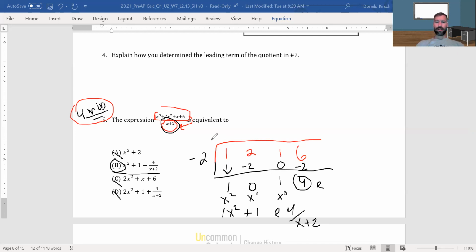Focus on that process, identifying the coefficients for whatever you're dividing by. And right here, this really is your root, right? Not plus 2, but I switched the sign to be -2. Let's go find another one.